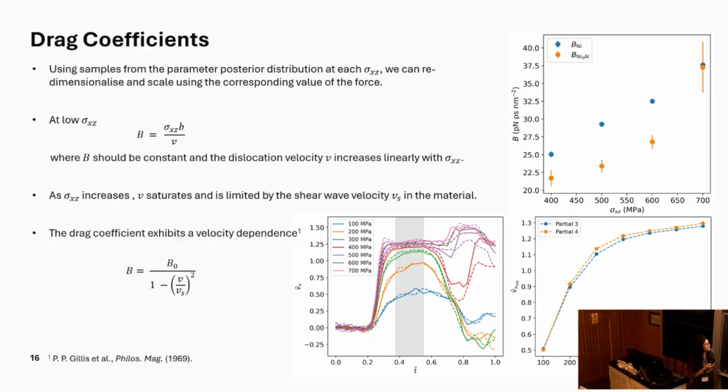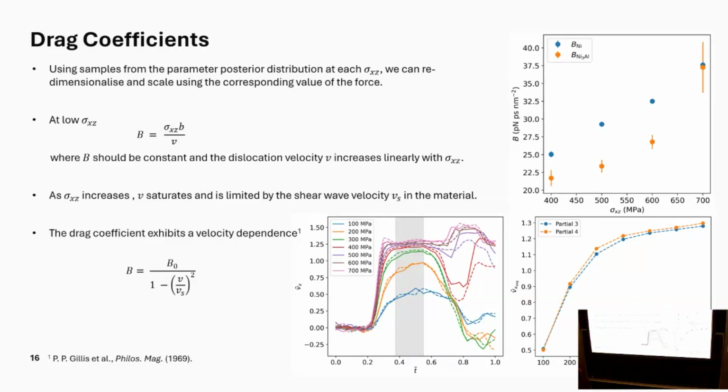At higher applied shear stresses, the dislocation velocity eventually saturates, and then we expect the drag coefficient to exhibit a velocity dependence. We can see this if we look at the average velocities of one of our partial dislocations in the region beyond this initial acceleration phase. If we plot that out, the results I'm showing here are in this stress regime, and we can see that we're starting to saturate. And so this explains why we have the stress dependence of the drag coefficient.